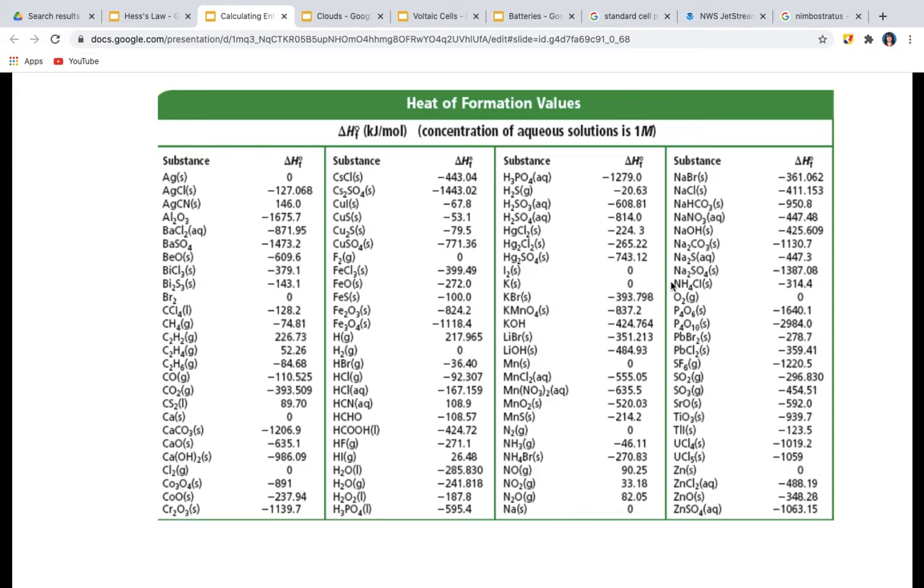Okay, so these are the heats of formation values. They should be in your notes. You do not need to memorize them. Scientists, chemists always reference these charts, so definitely don't try to memorize them.